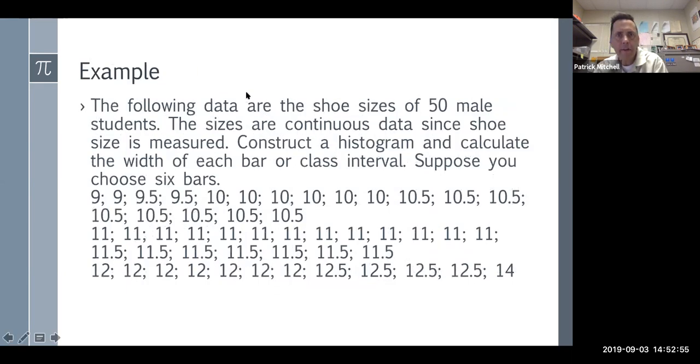All right, so here's the example for histogram. The following data are the shoe sizes of 50 male students. The sizes are continuous data.